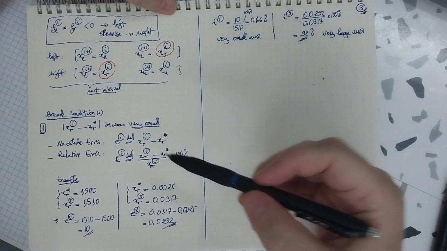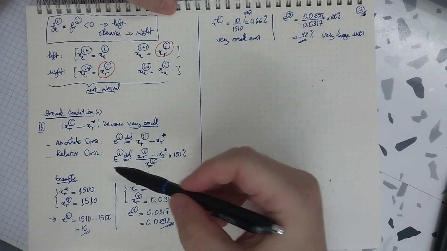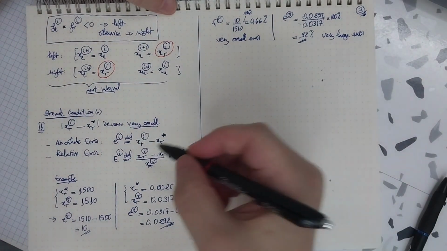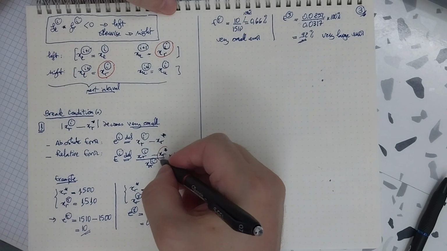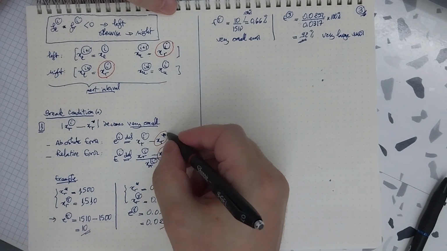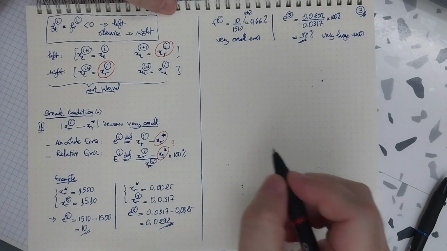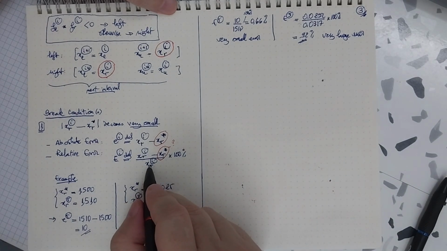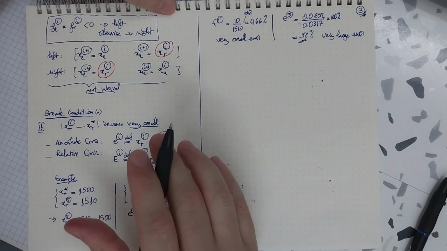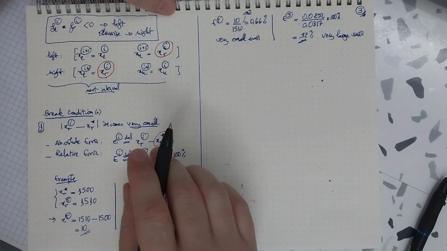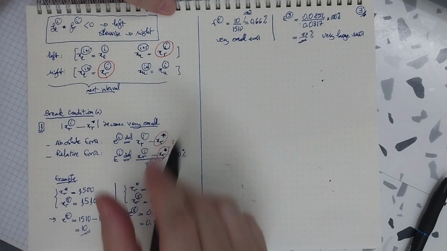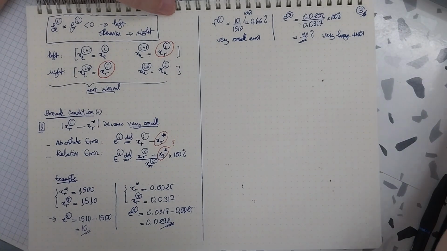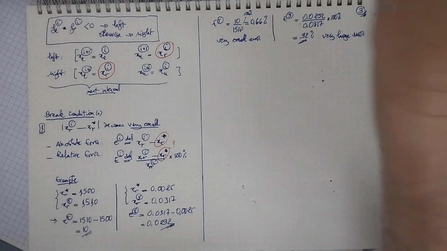But as you see, there is a problem here. The XR star is unknown. We don't know XR star, so we cannot apply this rule directly. We use as a break condition a slightly different formula. I'll show you that now.